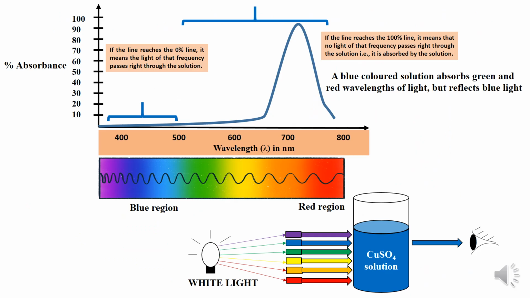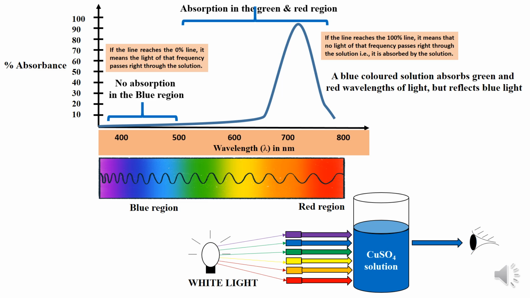And what about the copper sulfate solution? Now you see there is no absorption in the blue region. So in case of copper sulfate solution, when a beam of visible light strikes the copper sulfate solution, there is no absorption in the blue region, while there is some amount of absorption in the green region, while there is strong absorption in the red region.